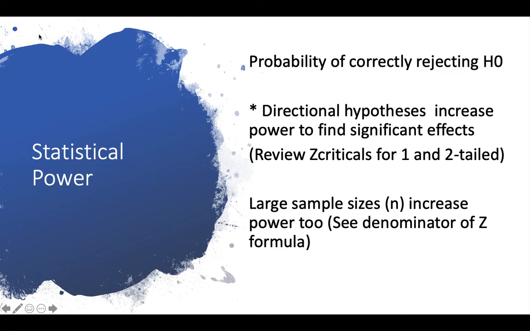There are many things that can increase your statistical power. First, having a directional hypothesis increases your power to find significant results. So think about your critical values and your regions of rejection. For a one-tailed test, you have a single critical value and you have a single region of rejection that represents 0.05. For a two-tailed test, you have two critical values and two regions of rejection that signify 0.025 probability. A directional hypothesis increases our statistical power because it gives us more of a chance of falling into that region of rejection than a two-tailed test.